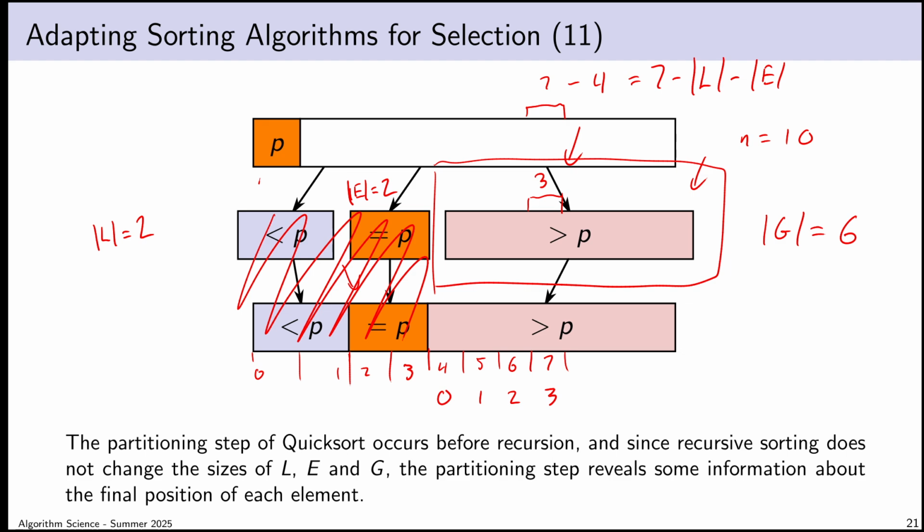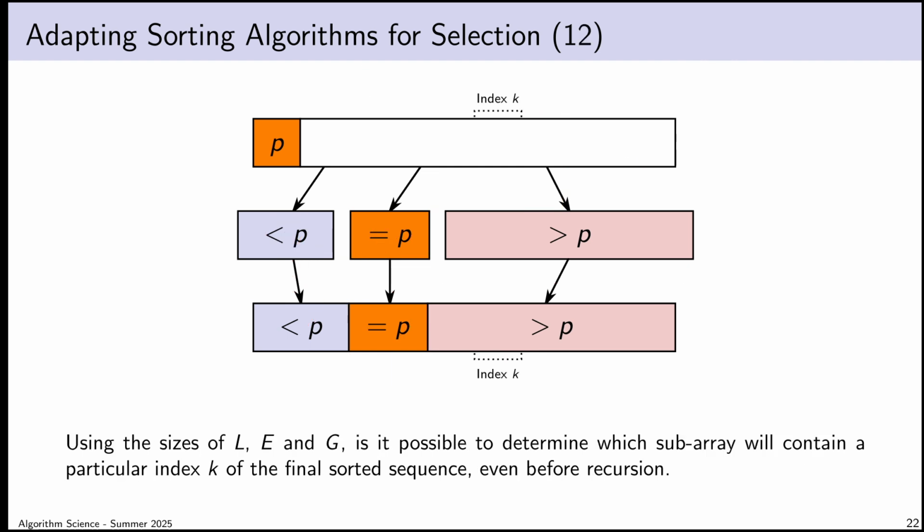That's a big deal. And in quicksort, because the split step happened so early, all of what I just discussed happened before any recursion took place, on the split step of the very first iteration of quicksort, right when I call it for the first time. That's a big deal. In general, if I want index k, all I need are the sizes of L, E, and G to figure out whether index k is going to be in G or in L. Or if I'm really lucky, index k might lie inside of E.